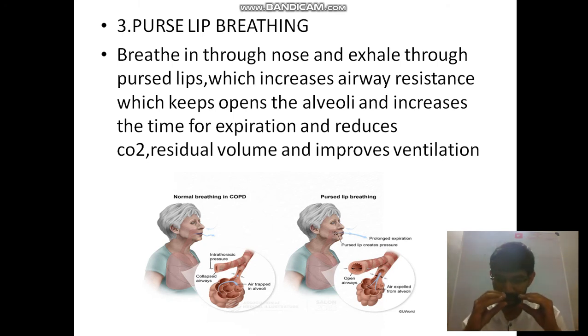Okay, when the person breathes through pursed lips, there will be increased airway resistance. Because the opening is narrowed, that causes the distal airways and the alveoli to stay open, which helps in further expiration of the air. Okay, this is pursed lip breathing.